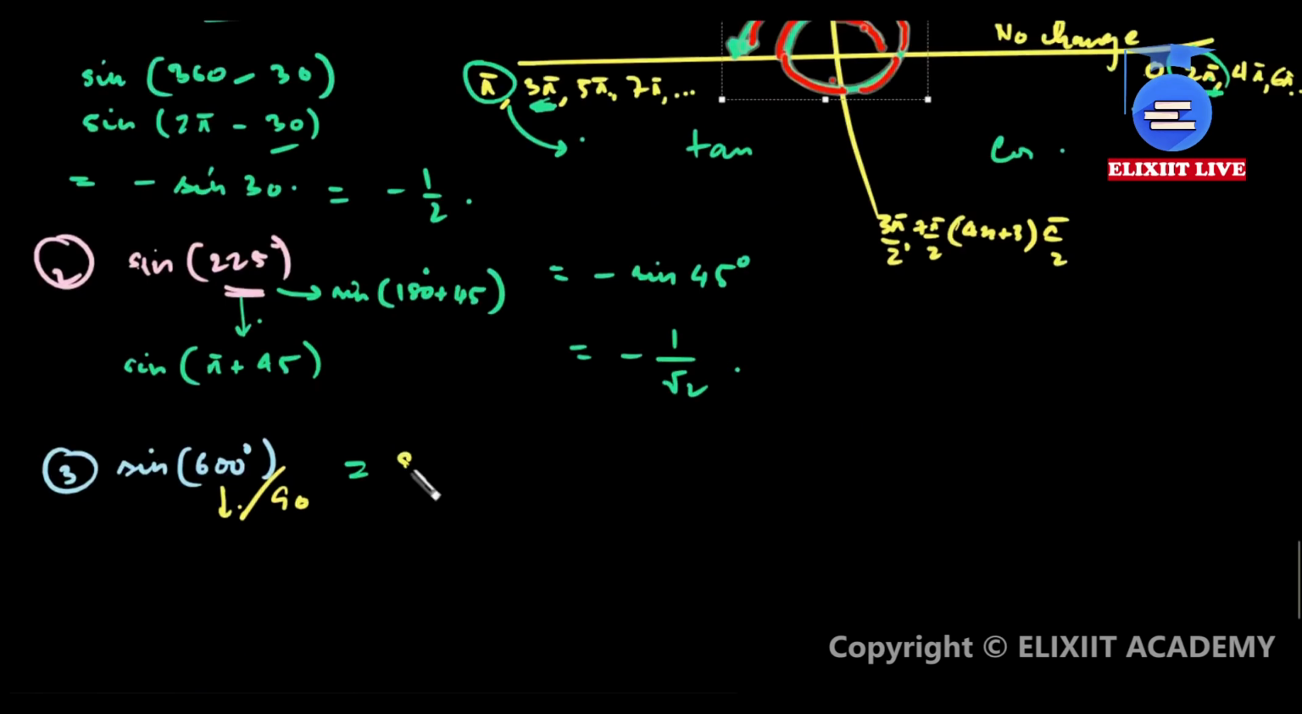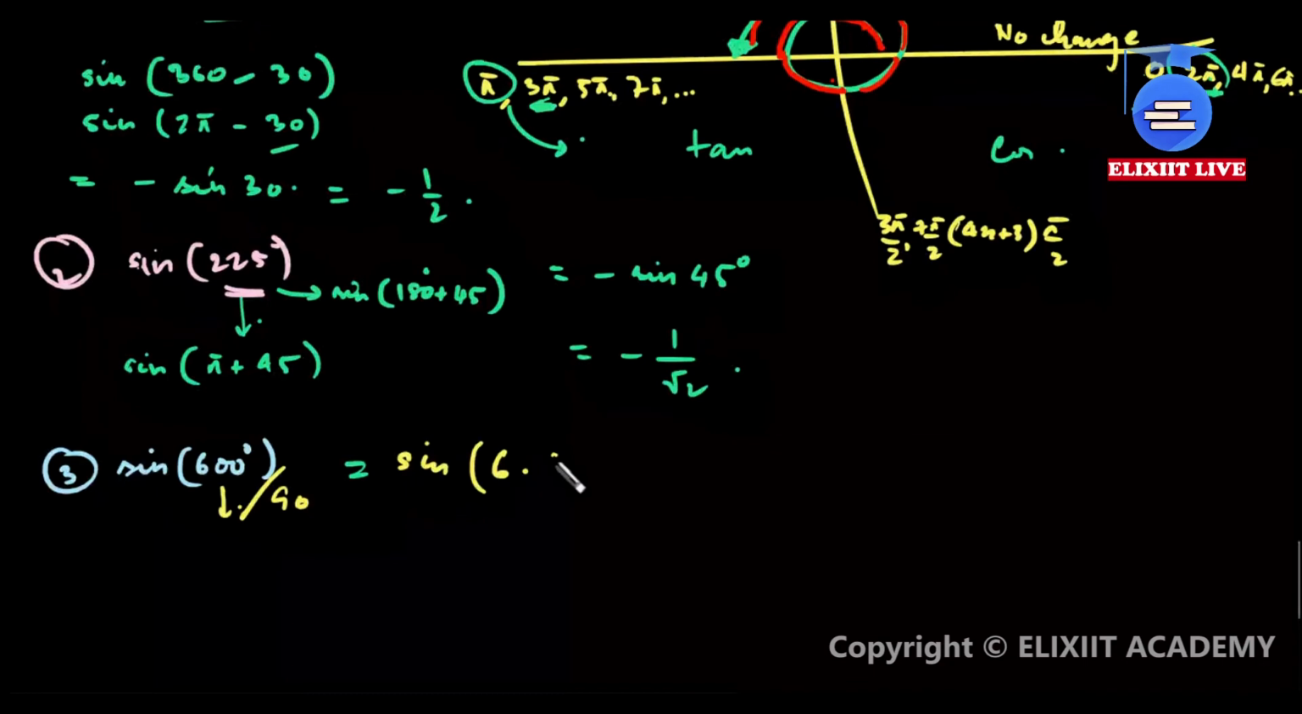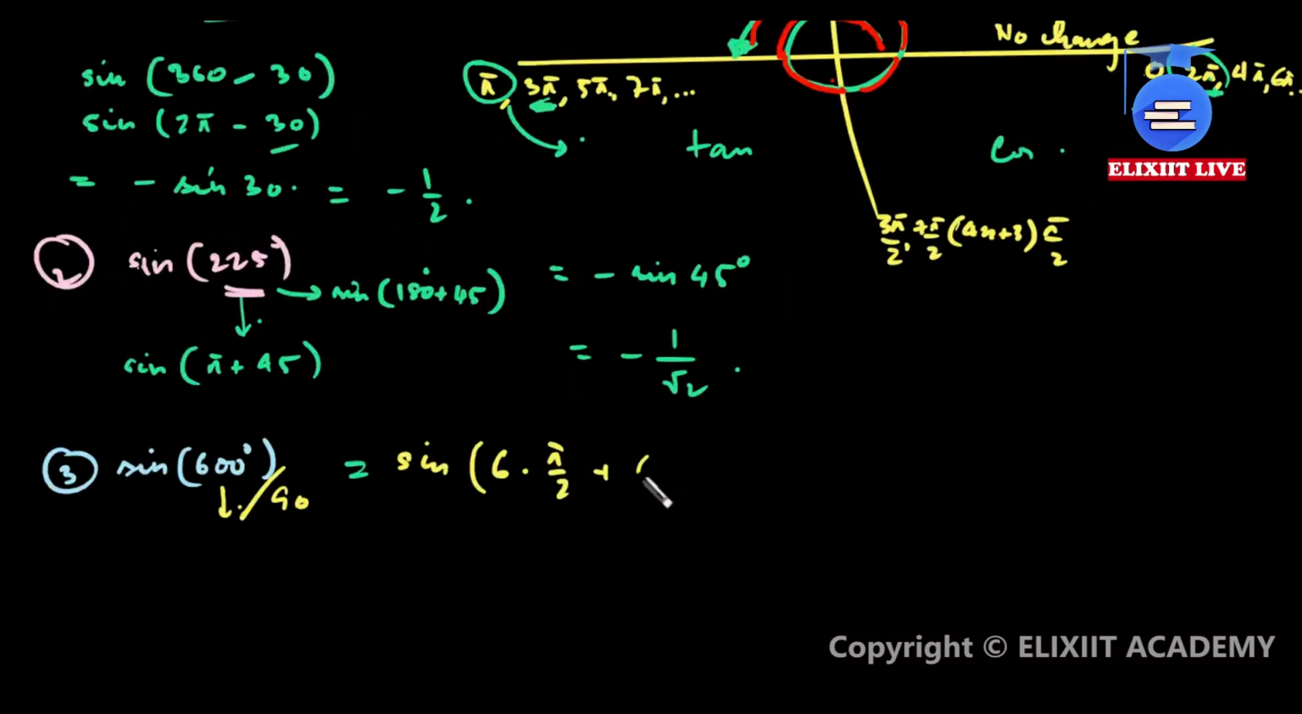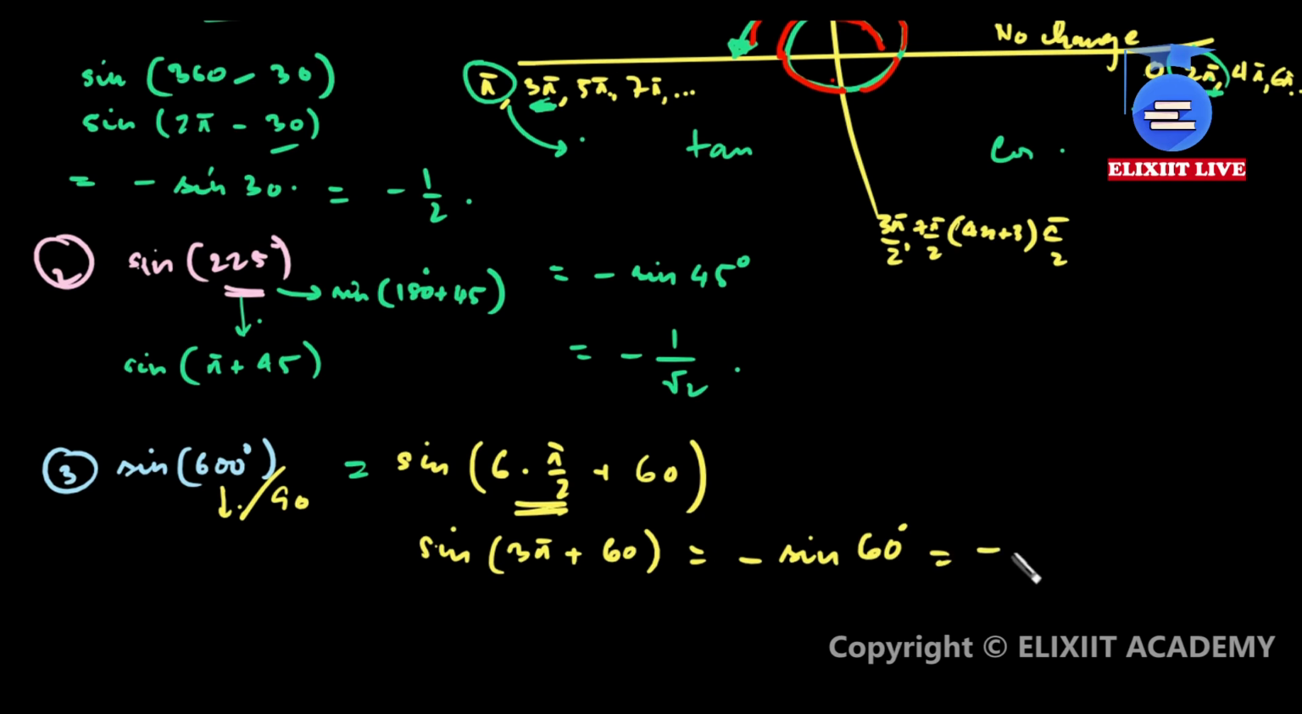So over here we have sine of 6 times pi by 2 plus 60. This is 3 pi only. Directly we have sine of 3 pi plus 60, and 3 pi plus theta means the third quadrant. In the third quadrant sine is negative. This is minus sine 60, so minus root 3 by 2. You are getting minus root 3 by 2. That was right.